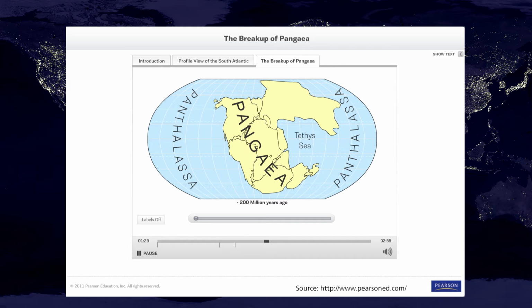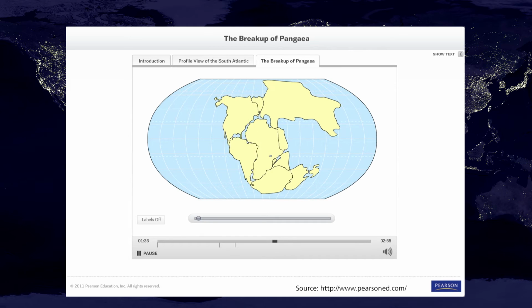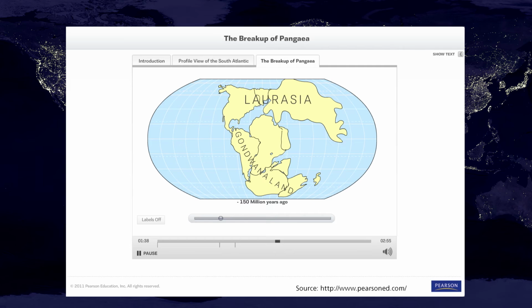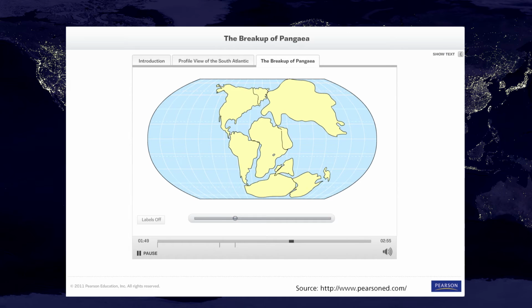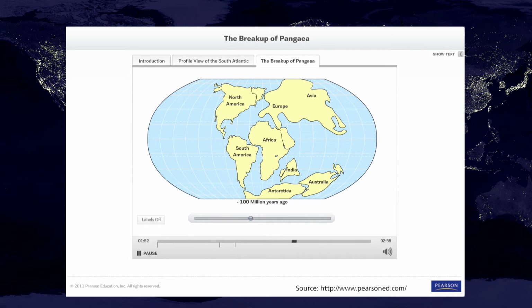By about 150 million years ago, Pangaea had broken into two smaller supercontinents, Laurasia in the north and Gondwanaland in the south. By 100 million years ago, the present-day Atlantic Ocean was beginning to open. India had broken away from Africa and was heading toward its eventual collision with Eurasia. By 50 million years ago, Australia had broken away from Antarctica.